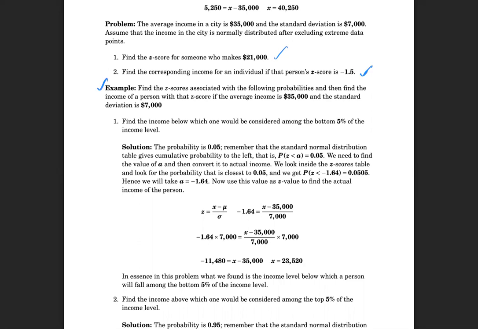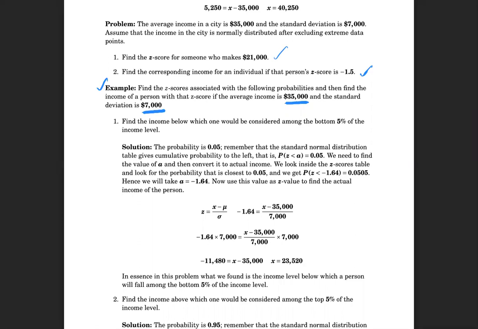So this is an interesting problem. Again, the same structure. Average income is 35,000 with a standard deviation of 7,000. However, this time I'm not going to be asking you greater than or less than, but rather I'm going to be asking you something slightly different, and you should be able to find it. So again, 35,000 average income for the population, and standard deviation is 7,000.